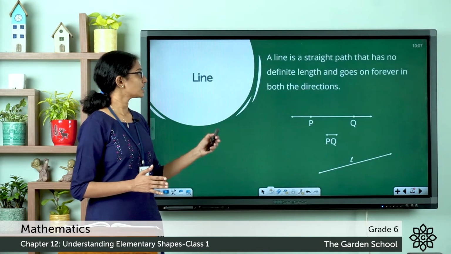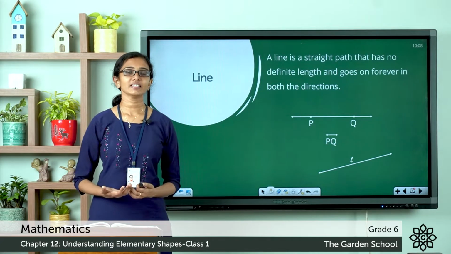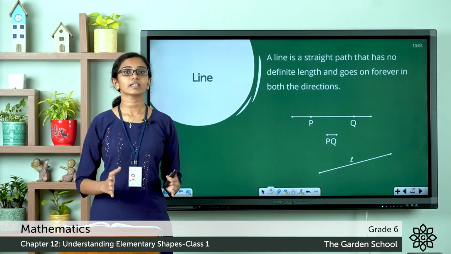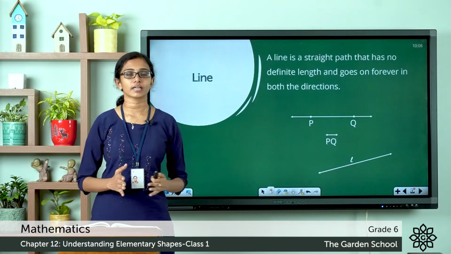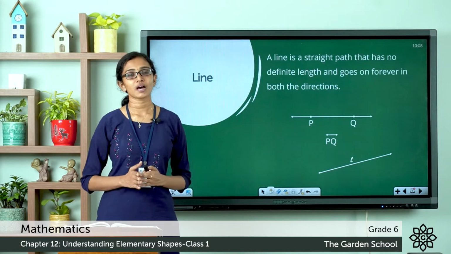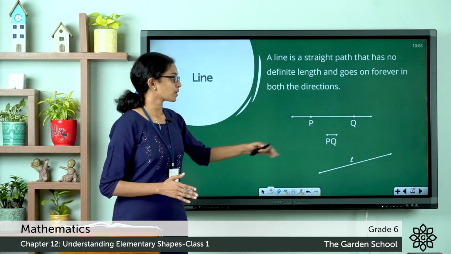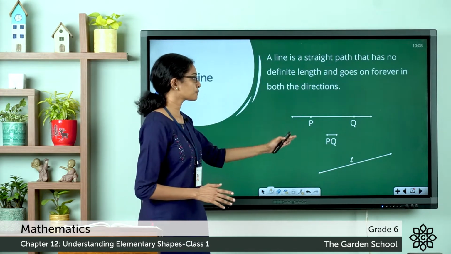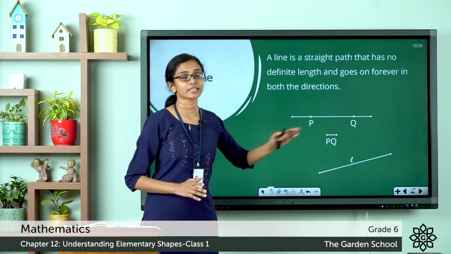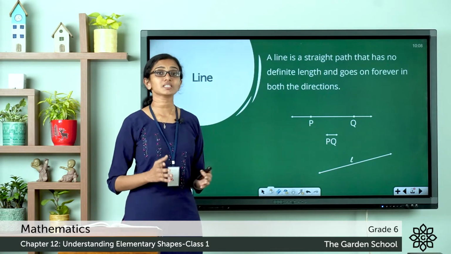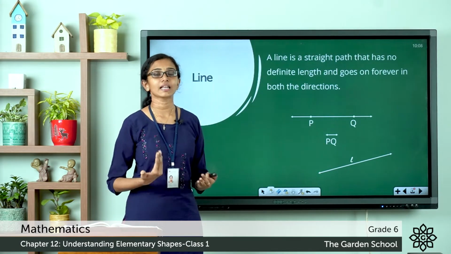The first one, line. A line we know is a straight path that has no definite length, and a line extends infinitely in both directions. So here you can see a couple of examples of lines. The first one, this is line PQ. You can see 2 points P and Q marked on this line given here. Now here you see a double-sided arrow. This is the symbol we use to represent a line.